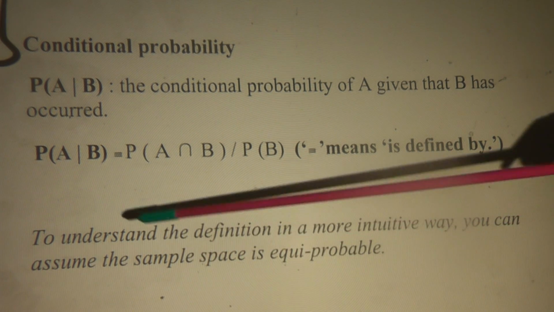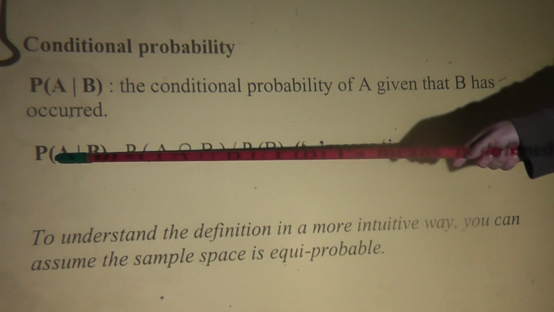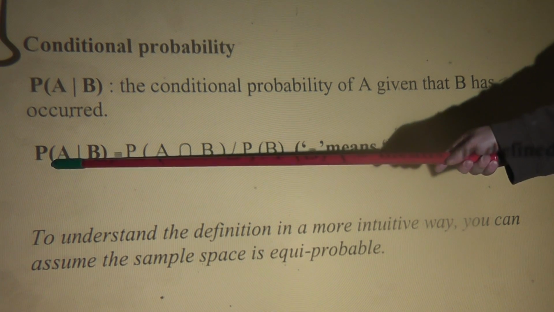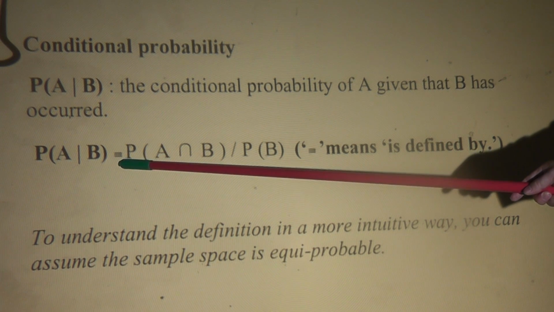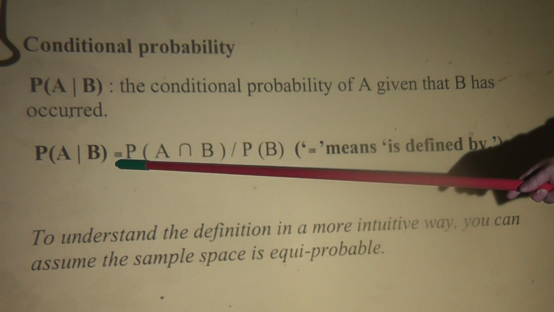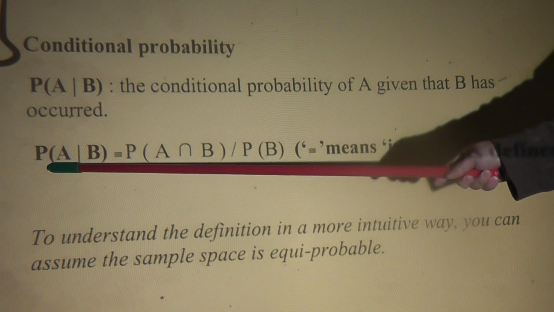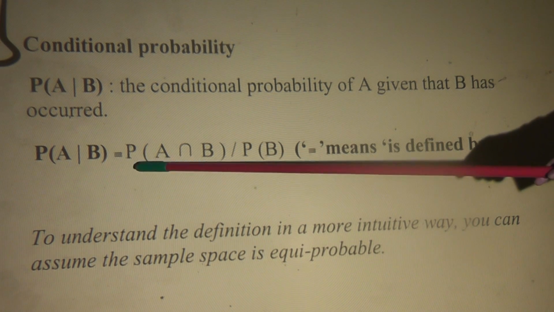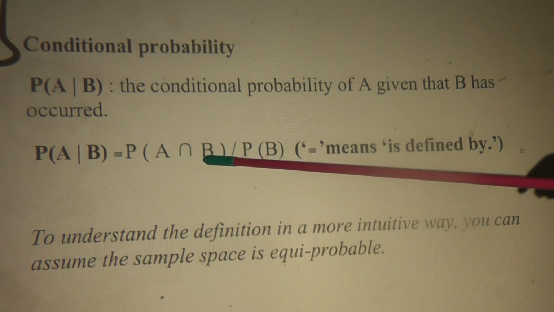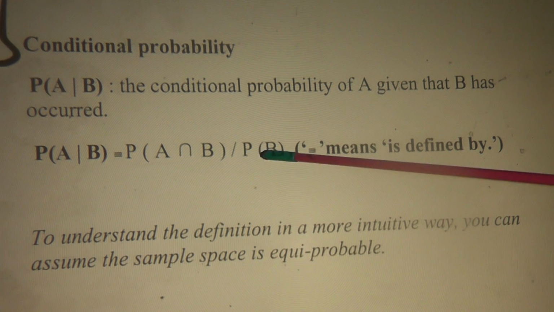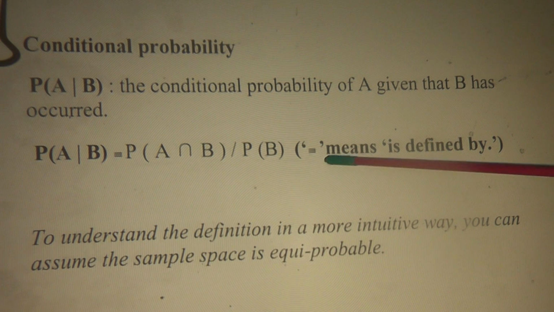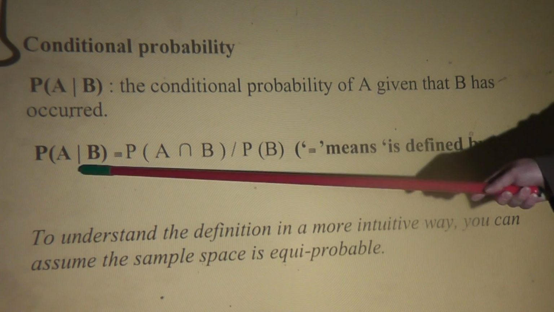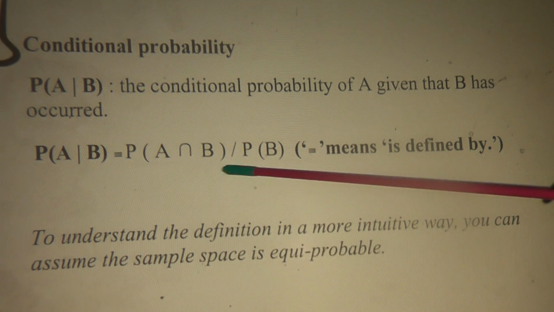How do we define the conditional probability of A, given that B has occurred? Well, if I put three short lines, what does that mean? Probability A given B is defined to be probability A and B over probability B. Three short lines here means this new notation is defined by this, okay?